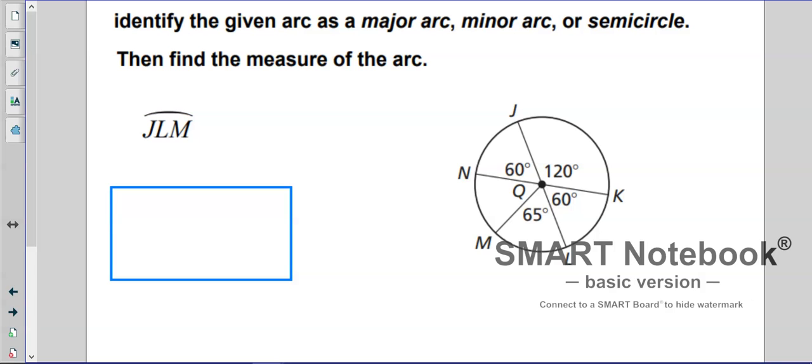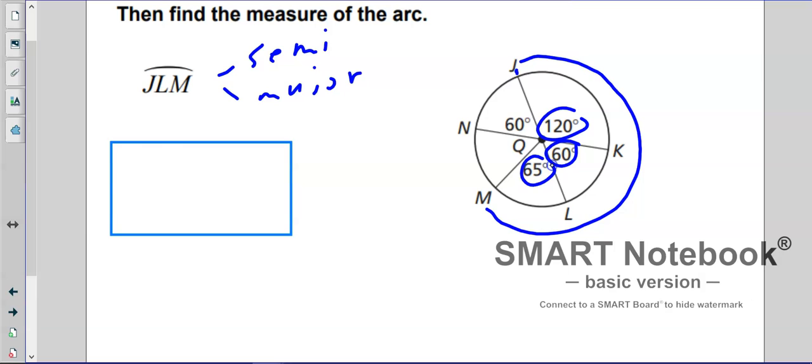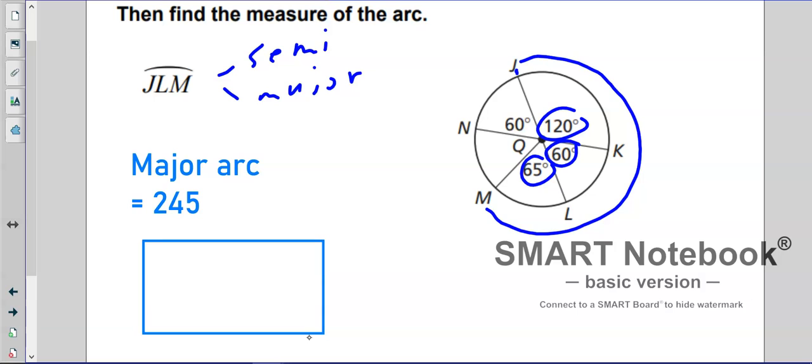JLM. Now that being 3 letters, right off the bat, without even looking at it, means that this is either a semicircle or a major arc. So let's see what we have. JLM. So we can't go left because that would be JML, which would be a semicircle. So we're going JLM, which means we need to add up 120 plus 60 plus 65, which is 245.